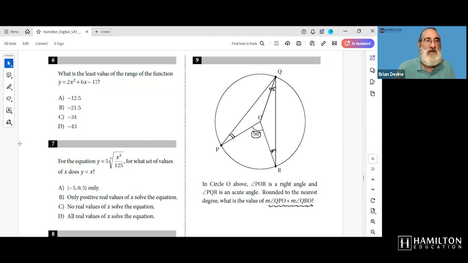And all the radii are the same length. So this triangle QPO and this triangle QRO are isosceles, which means that this angle here is congruent to that angle there, and this angle here is congruent to this angle here, and both of those make up a 45-degree angle. And so the sum of these two, which must both be 22.5, it would have to be 45 degrees. So your answer is 45.